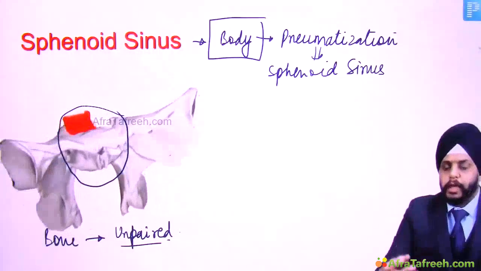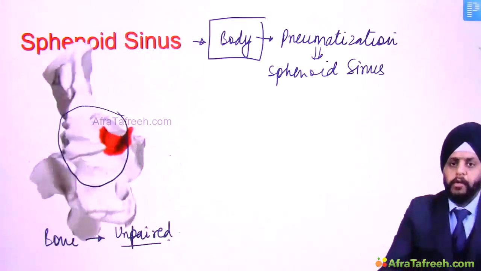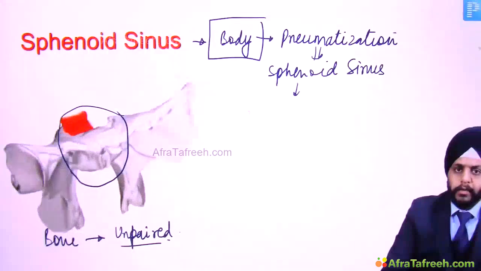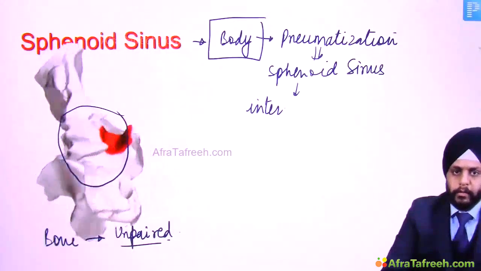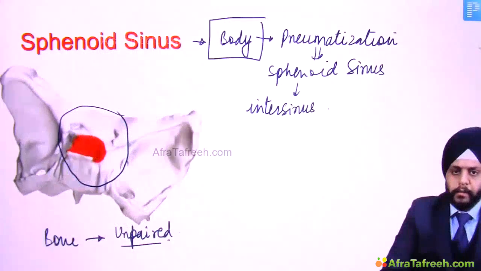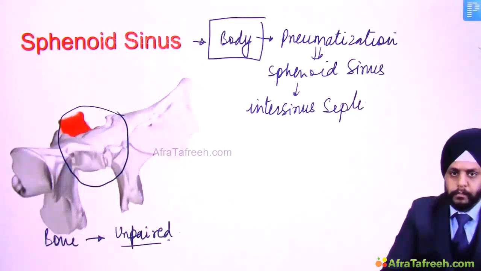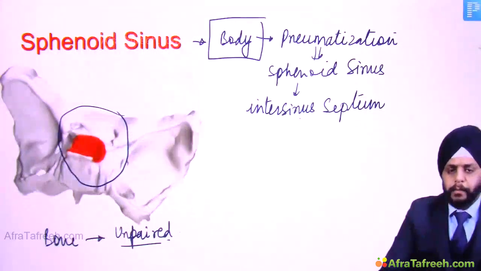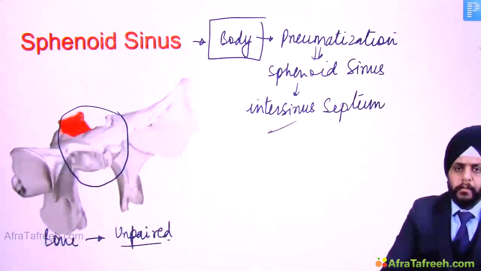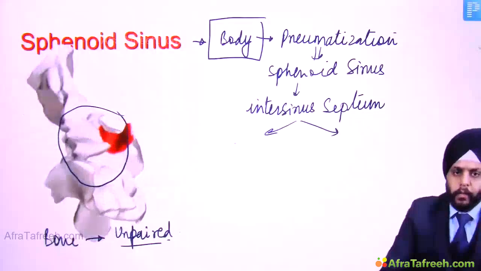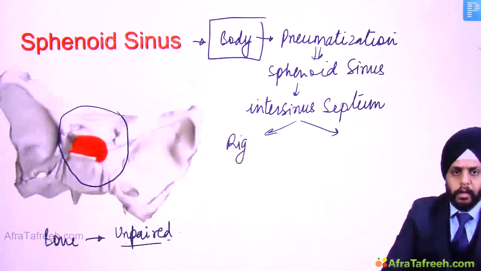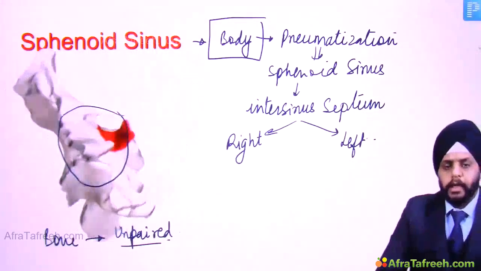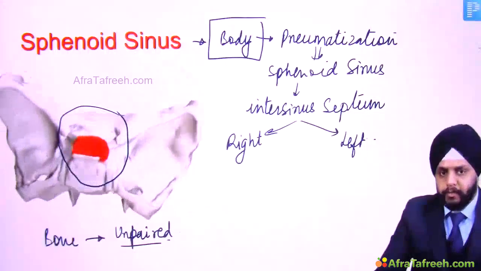Okay, so now you will say that there is only one body. So what happens? In this sphenoid sinus, there is a septum, known as the intersinus septum. This intersinus septum divides this pneumatized cavity into two parts, the right and the left, and therefore we have two sphenoid sinuses, right and left.